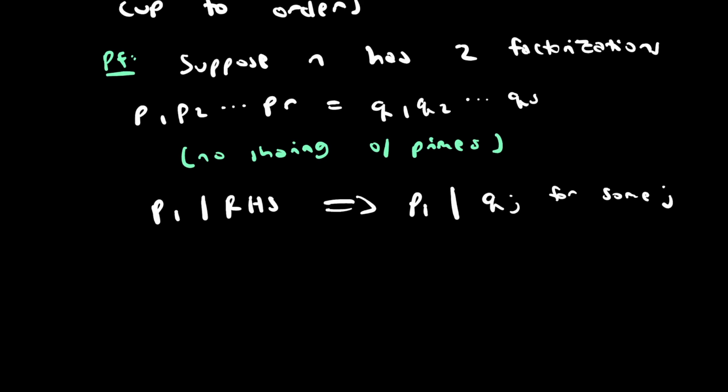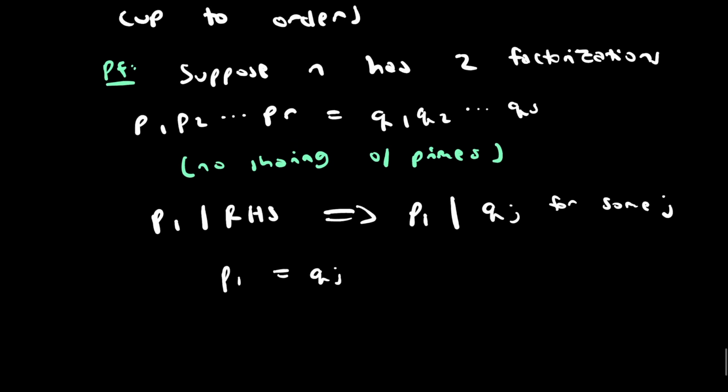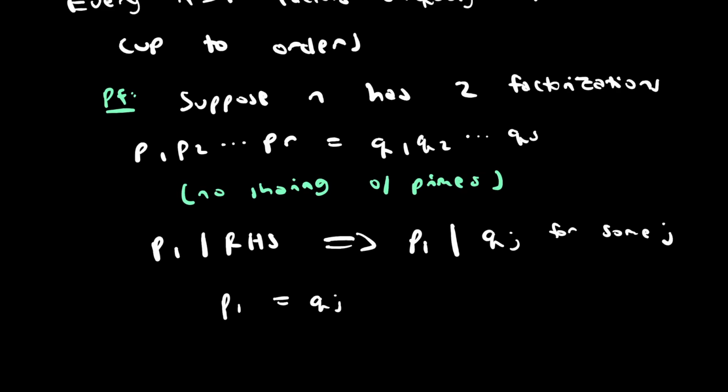And since Q sub J is prime, its only divisors are 1 and itself. So that basically means P1 has to equal Q sub J. And that directly contradicts our setup, right? Because the earlier assumption means that no prime was shared between the two sides. So this is our contradiction. And no such counterexample can exist. Factorization into primes is unique.